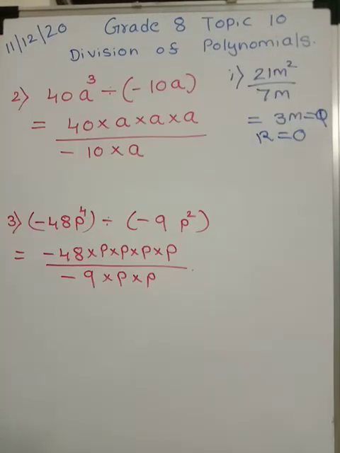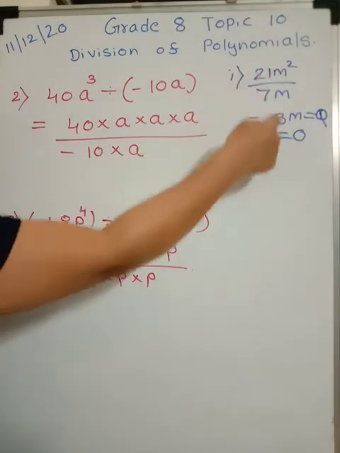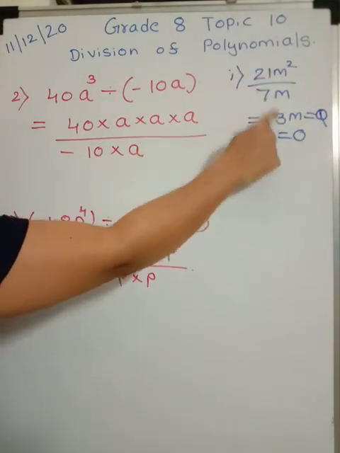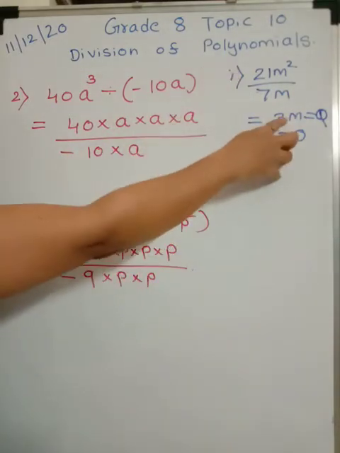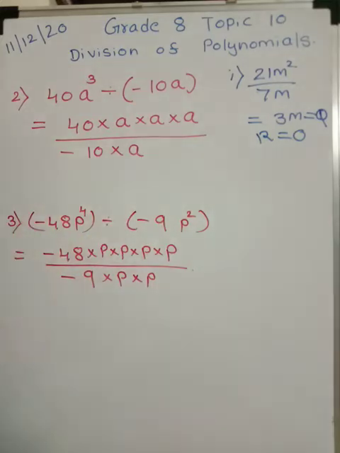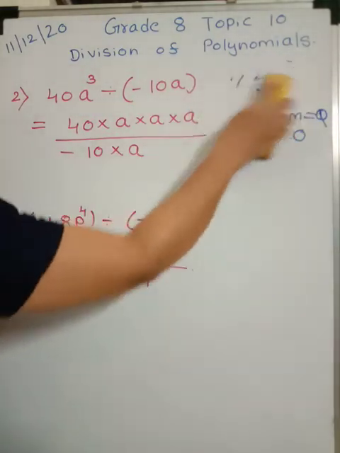Let me tell you one thing, students. In the first problem, it was 21m square divided by 7m. But the question says write the quotient as well as the remainder. So since it is completely divisible, we got 3m. So 3m is your quotient and the remainder will be 0. So after doing division, please write quotient and remainder, because that is what is asked. Now let's go to the second question.